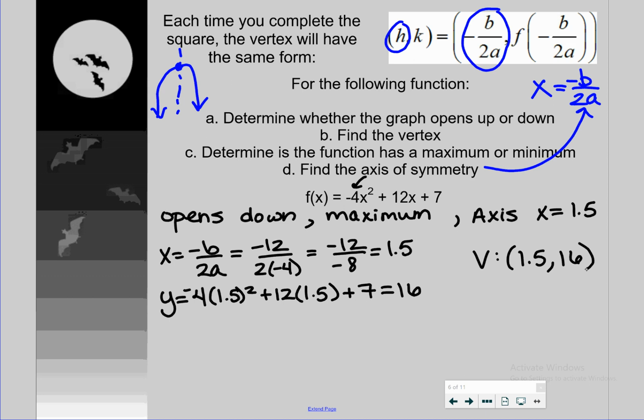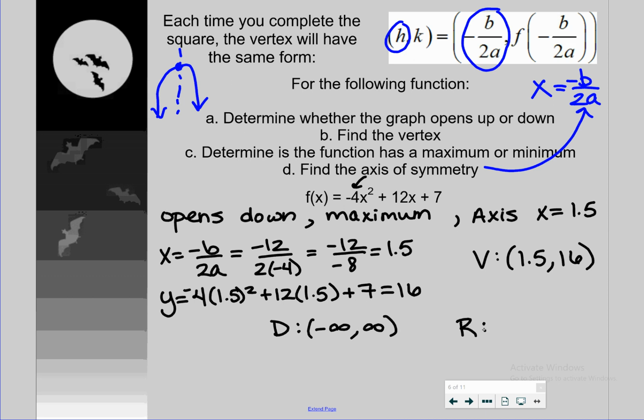Okay, I figured out which way it opens, figured out if it had a min or a max. Axis of symmetry and vertex go together. Can you tell me the domain of this equation? That's easy points on a test. Negative infinity to infinity. No domain restrictions.